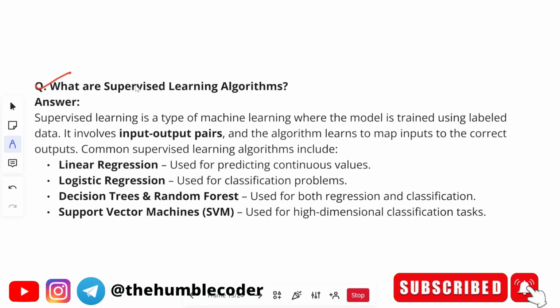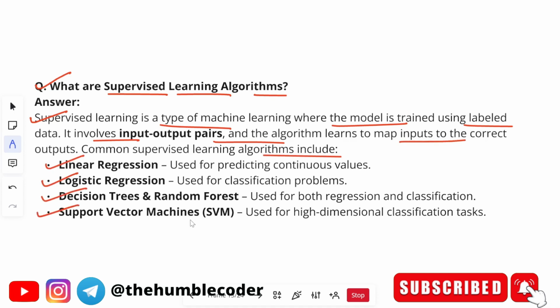What are supervised learning algorithms? Again, as I told you, this was covered in the introduction, so that is why this is asked. Let's see what can be the answer for this one. Supervised learning is a type of machine learning where the model is trained using labeled data. It involves input-output pairs, and the algorithm learns to map inputs to the correct output. Common supervised learning algorithms include linear regression, logistic regression, decision trees and random forest, and support vector machines, which is SVM. So this is how you can answer.